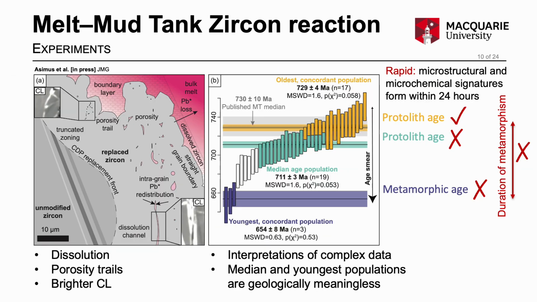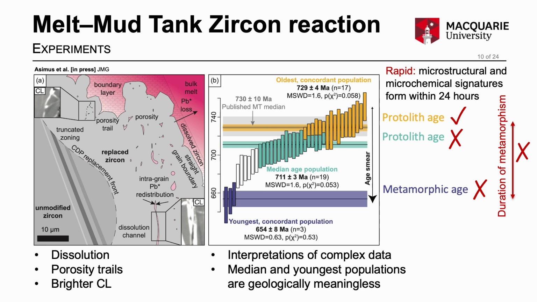We observed the rapid development of these key microstructures of CDP replacement in our melt-zircon reaction experiments. These microstructures and the complex age data formed in our experiment within 24 hours. And if this were a natural sample, various interpretations might use the oldest, or median, or youngest statistically valid populations. The oldest population would closely estimate the protolith age, whereas the median and youngest populations are geologically meaningless.